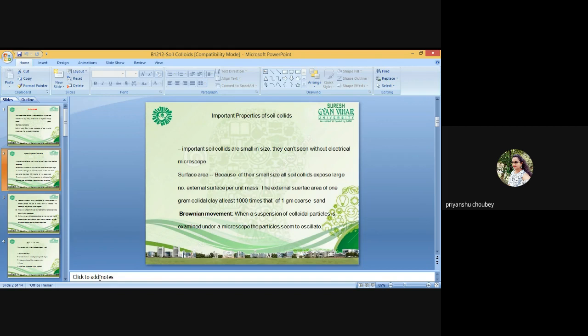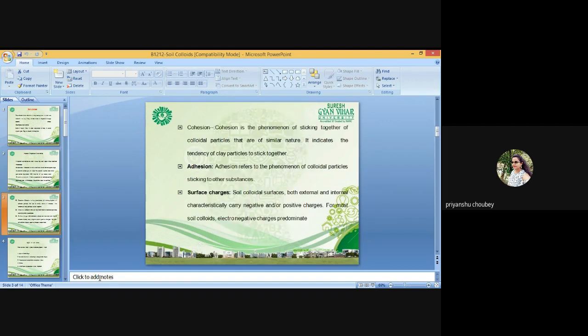Constant charge surface is the negative charge developed in layer silicate clay minerals by isomorphous substitution, which we will discuss in mineralogy. To understand the negative charge, it is required to understand isomorphous substitution. Isomorphous substitution is the substitution of one element for another in a mineral without a significant change in the crystal structure.